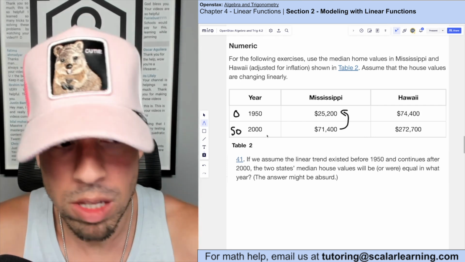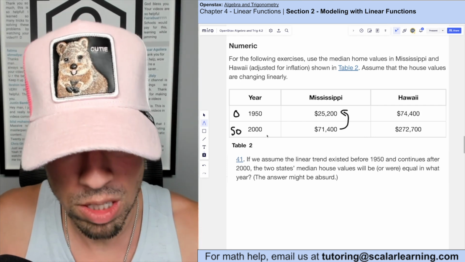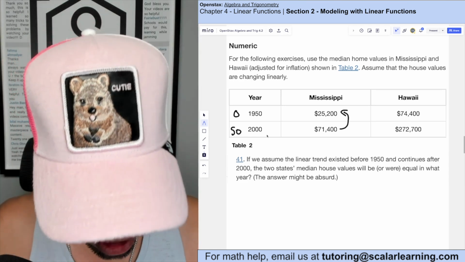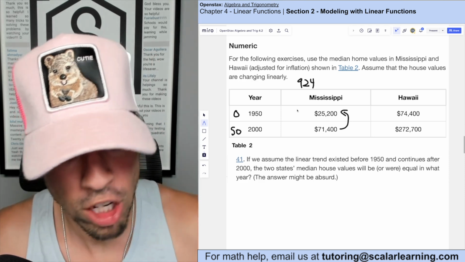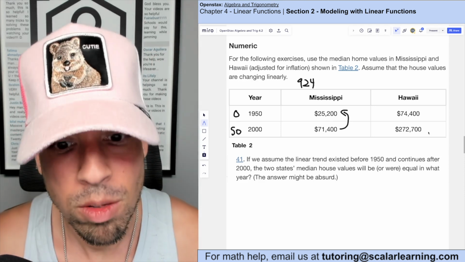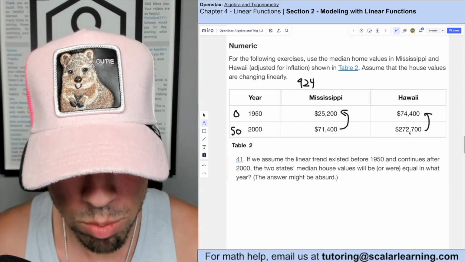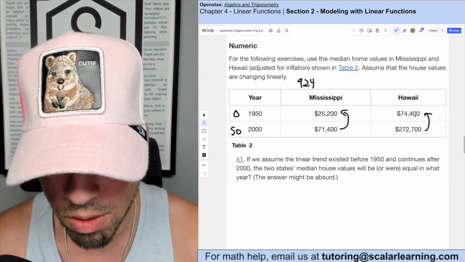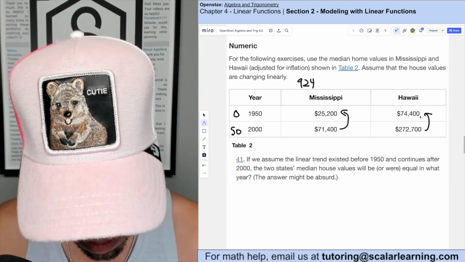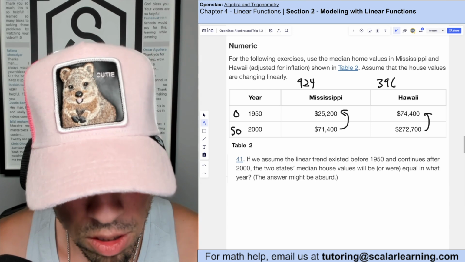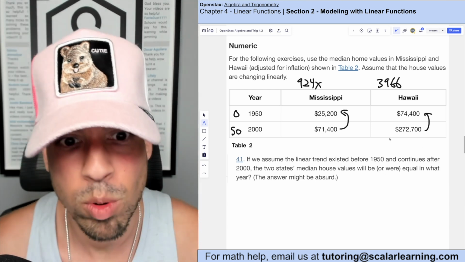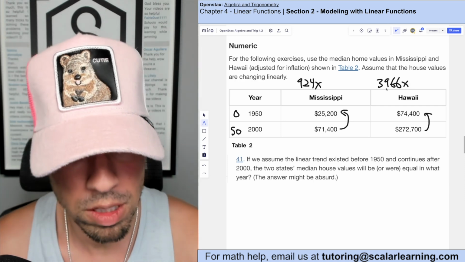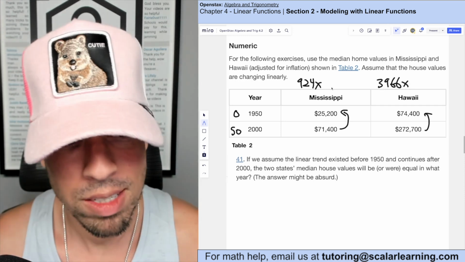I'm not going to write it all out because I did it in a previous question, number 39, but I'm going to go ahead and do that calculation now. And we end up with a slope of 924, a rate of change. That's how the median price is changing. And then we're going to do the same for Hawaii. We're going to subtract 272,700 minus 74,400 divided by 50. And we get a slope of 3,966. And then since we're trying to figure out when these two are equal, we want our equations for both of these median price homes to be set equal to each other.